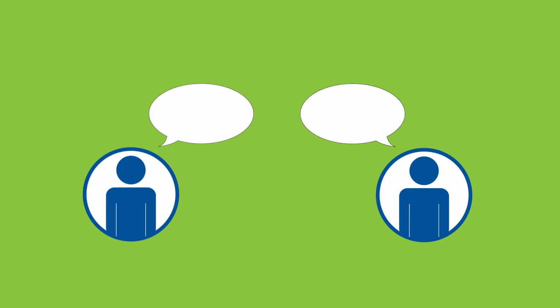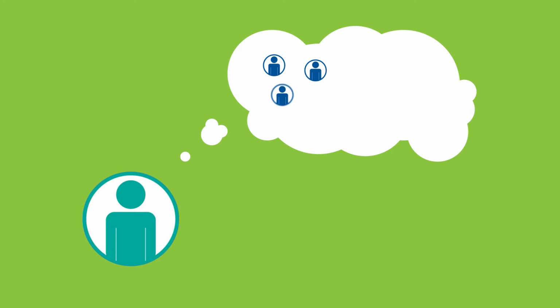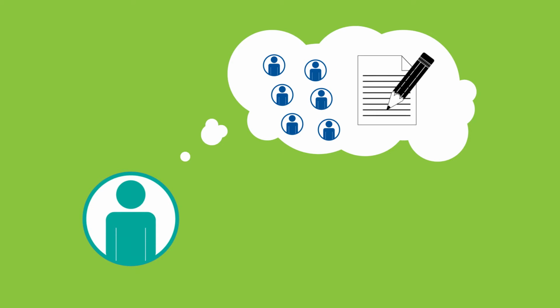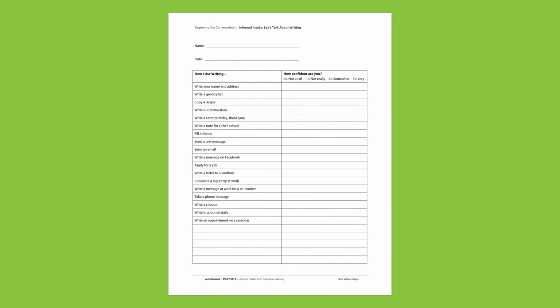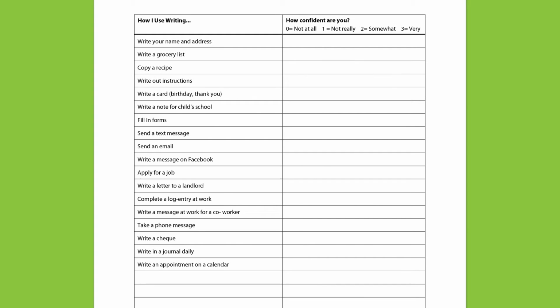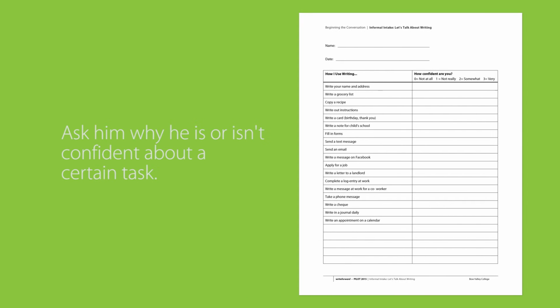It is also an opportunity for you to find out a lot about your learner. Start by brainstorming ways that he or the class already uses writing. Or you could go through the list on the informal intake discussion together. Ask the learner if he's done any of the writing tasks listed. If he has, have him rate his confidence level around doing that writing task. Ask him why he is or is not confident about a certain task.